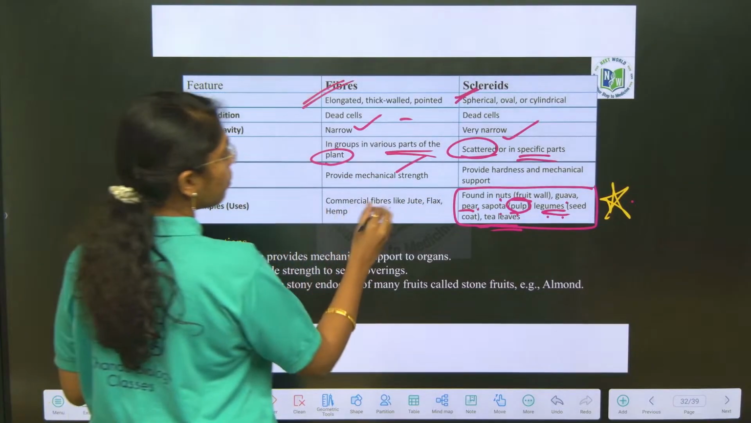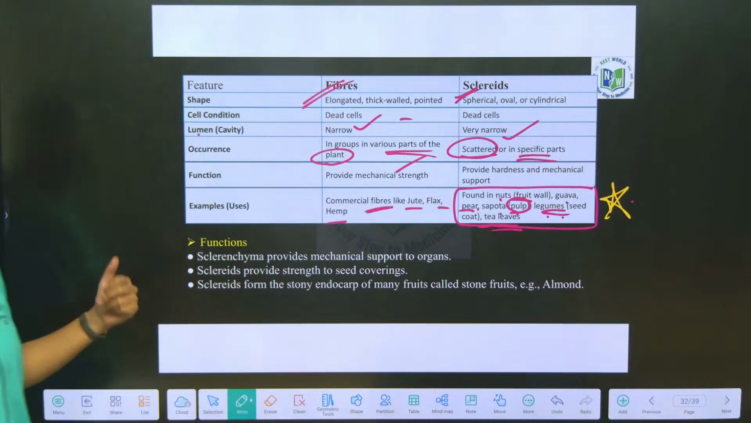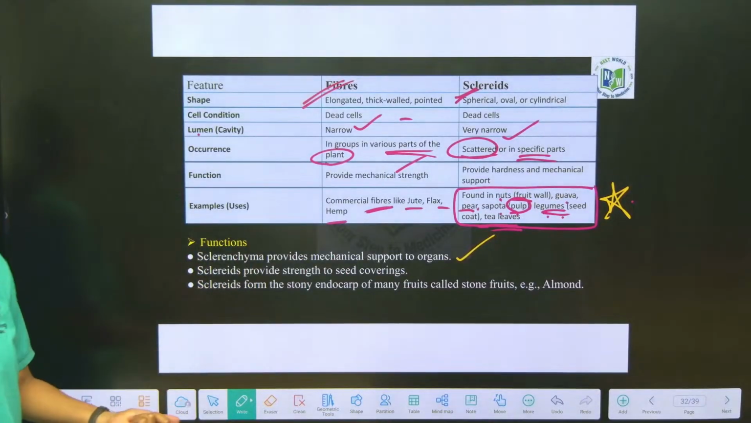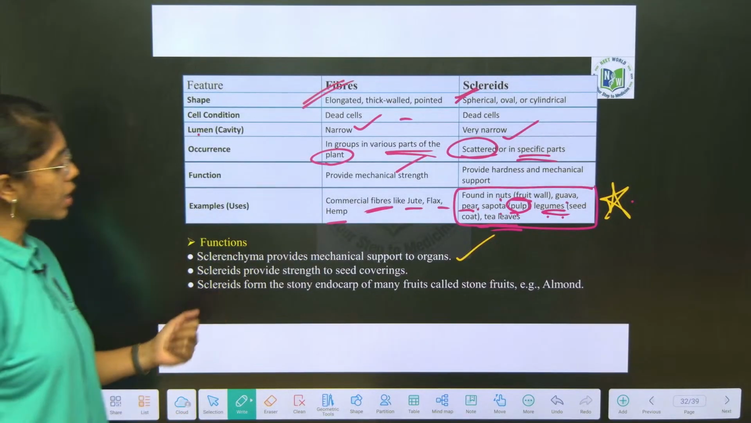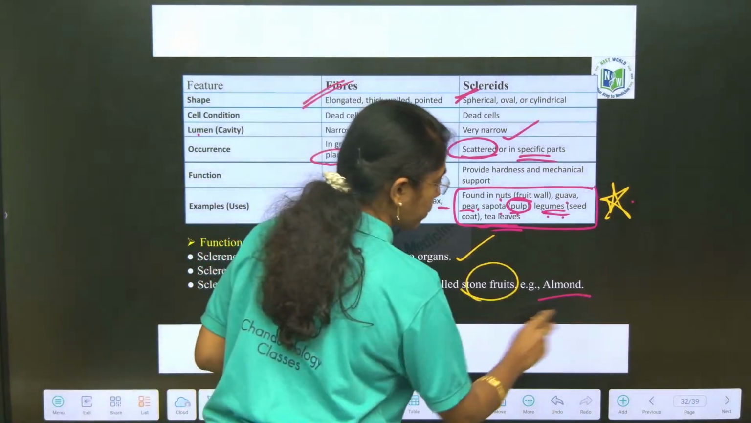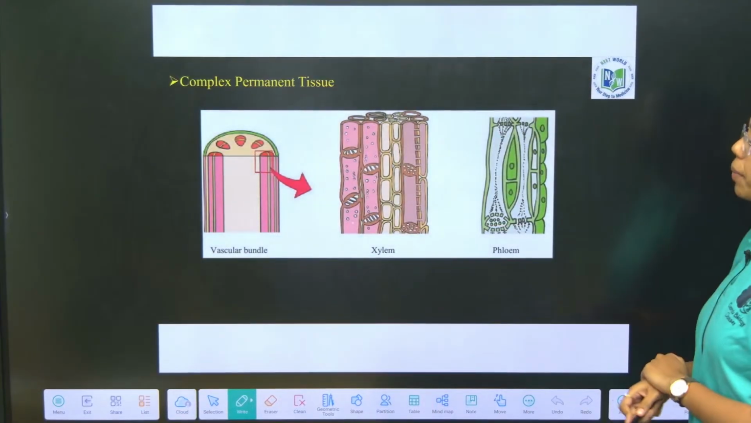Examples: here you see commercial fibers like jute, flax and hemp. Functions: sclerenchyma provides mechanical support to the organs, scleroids will provide strength to the seed coverings, scleroids form stony endocarp of many fruits like stone fruits, example almond. Okay.